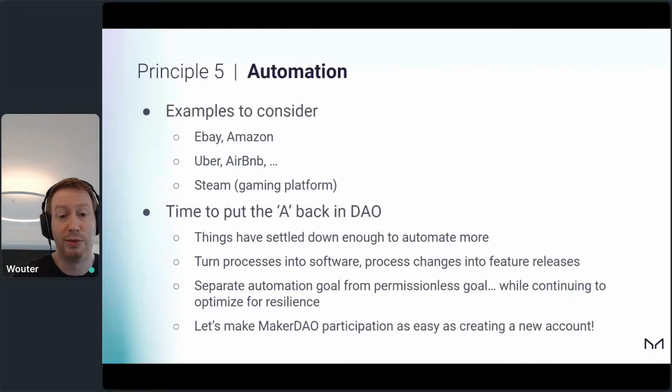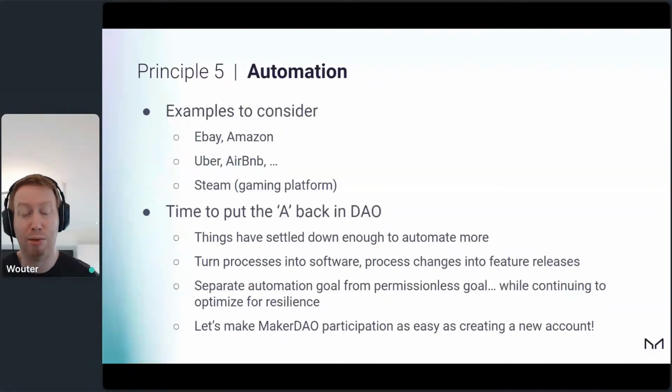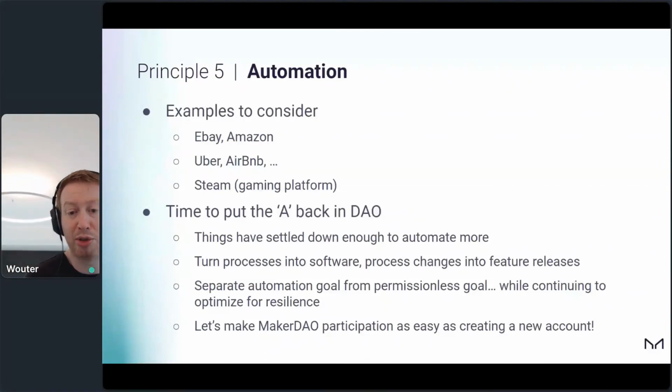So really, I do think that for Maker, it's time to start putting the A back in the DAO, make it truly, if not autonomous, then automated. I do think things have settled down enough to start automating a lot more. We have all these processes that are defined in the MIPs. Well, these are practically specifications for software that is waiting to be written. So we need to turn these processes into software. Instead of thinking of a MIP change, we might start thinking of a new feature release instead.